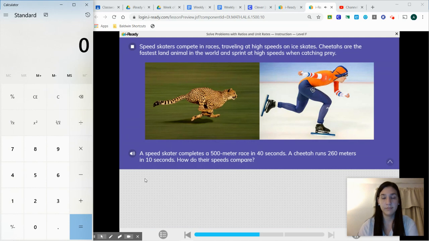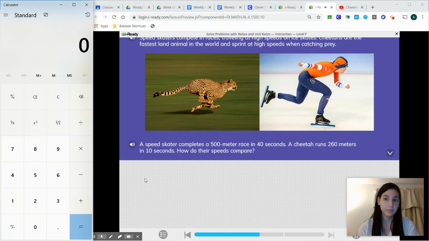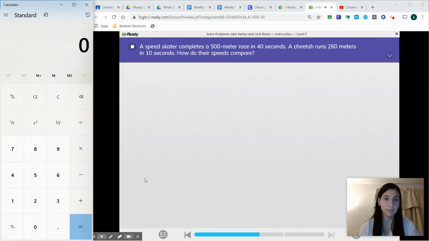Speed skaters compete in races, traveling at high speeds on ice skates. Cheetahs are the fastest land animal in the world and sprint at high speeds when catching prey. A speed skater completes a 500-meter race in 40 seconds. A cheetah runs 260 meters in 10 seconds. How do their speeds compare?